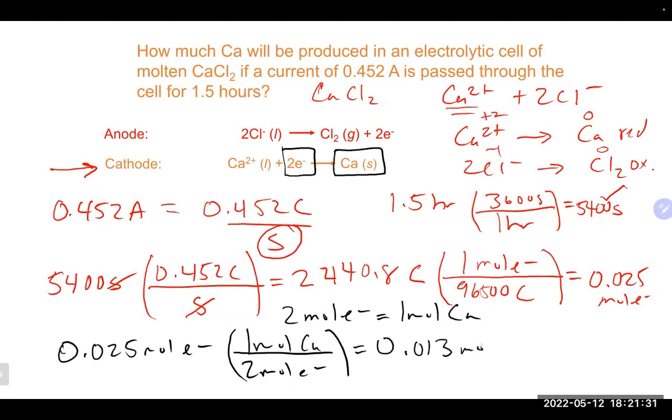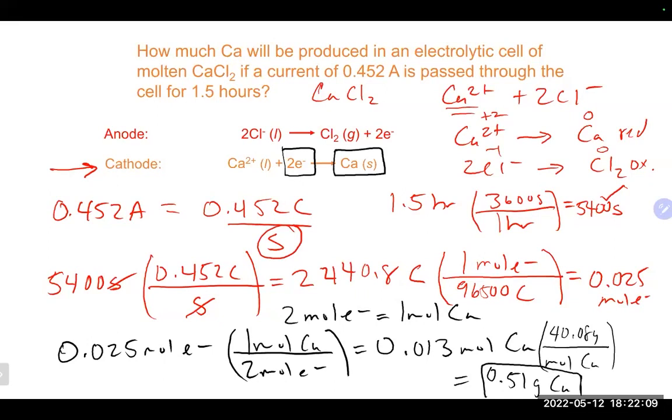0.013 moles of calcium. And if I want to know how many grams that would be, I'm going to use the molar mass of calcium, which is 40.08, I think, give or take. Does that look right to somebody near a periodic table? 40.08 grams per mole of calcium. So if I multiply that by 40.08, gives me about 0.51 grams of calcium. About 0.5 gram of calcium would be produced in the cell if you let it run at that amperage for about 1.5 hours.